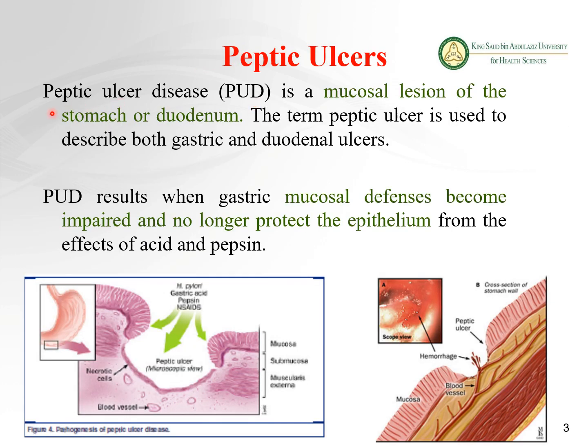To start with the definition, peptic ulcer disease is a mucosal lesion of the stomach or duodenum. The term peptic ulcer is used to describe both gastric and duodenal ulcer. And what is an ulcer? It is when the mucosal layer has been damaged. Basically, this mucosal layer provides protection against the pepsin and acid that is produced within the stomach. So whenever damage occurs to this epithelial layer, it causes the formation of an ulcer.